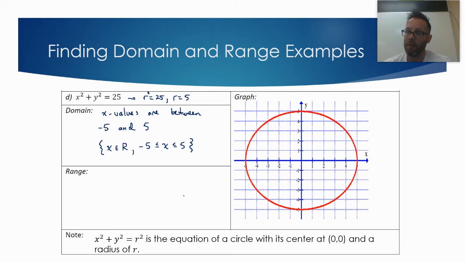Now that we've done the domain, the range is kind of easy because the y values are also stuck between -5 and 5. So we can say for this circle, the y values are between -5 and 5. So y is a real number, but the y value is between -5 and 5. So we've covered a lot of cases. We covered when the number can be anything. Here, between certain values. We covered when it's above a certain value.